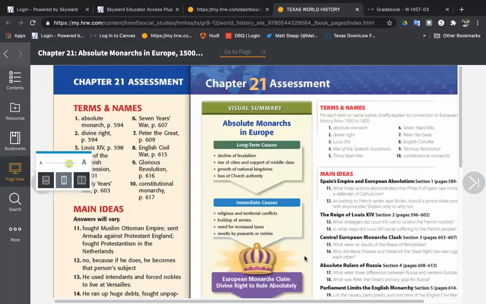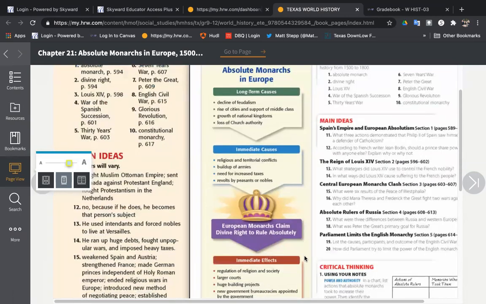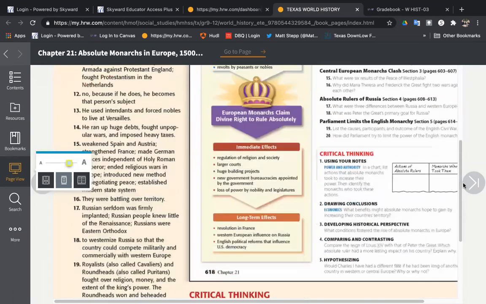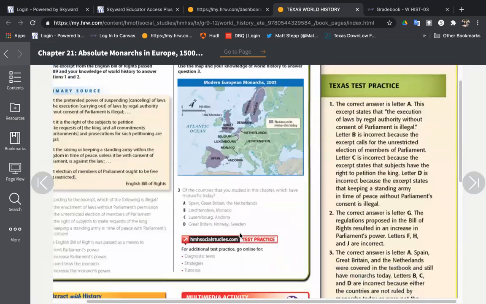Okay, so once you turn to page 618, it's got the chapter 21 assessment. There are 10 questions for terms and names. There are 10 questions for main ideas. There's a critical thinking question. And then when you flip over to the next page, there are 3 map, graph, and chart type questions.